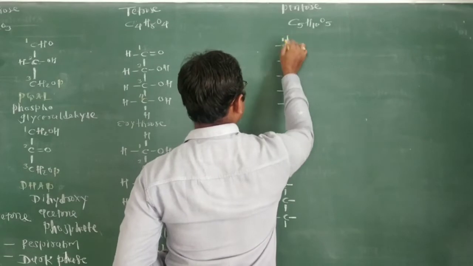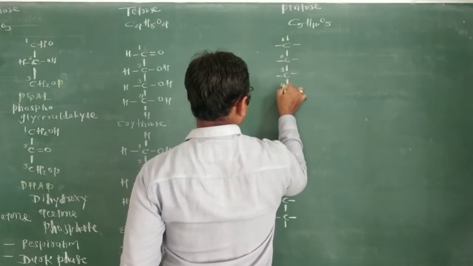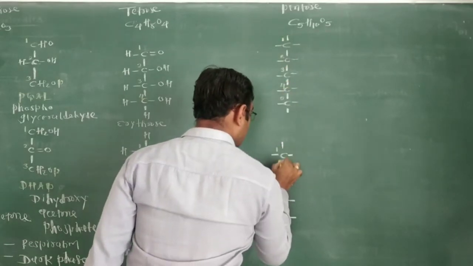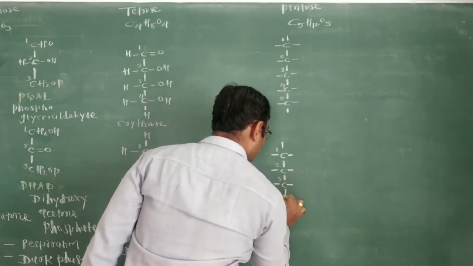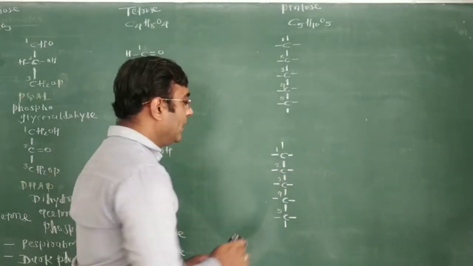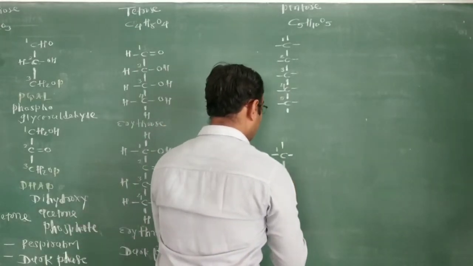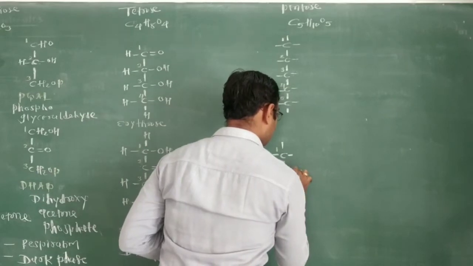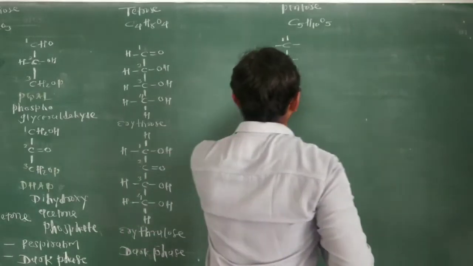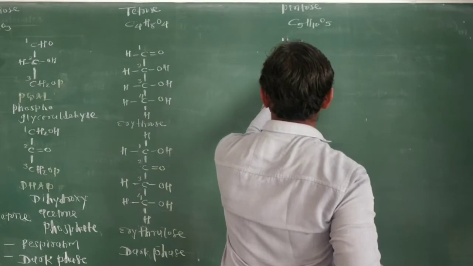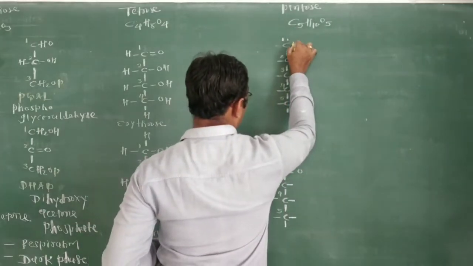Carbon number first, second, third, fourth, fifth. The ketose group is always present at the second carbon, and the aldehyde group is always present at the first carbon. Directly write CHO.